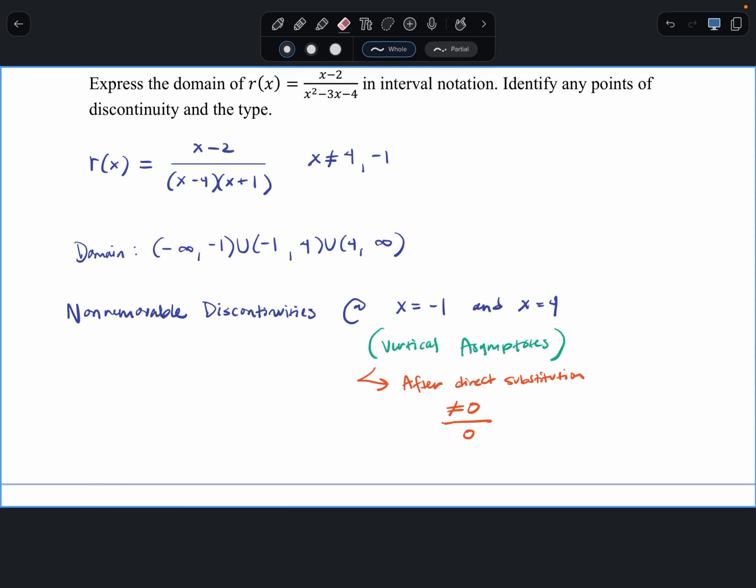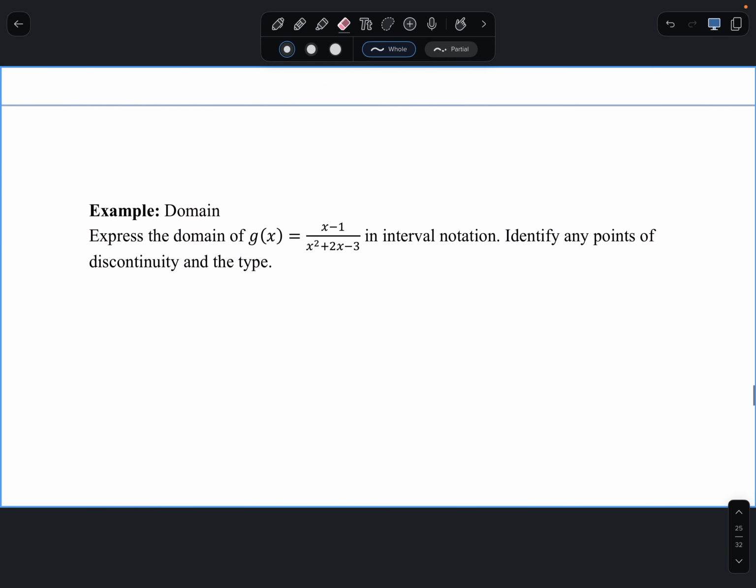Are we okay with this? Sort of review. You guys could have told me those were vertical asymptotes, yeah? What's new is we're linking it up with the fact that we call those non-removable discontinuities, right? Okay, let's look at another one.